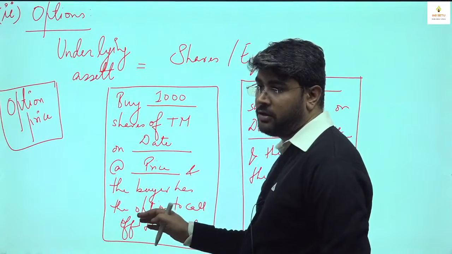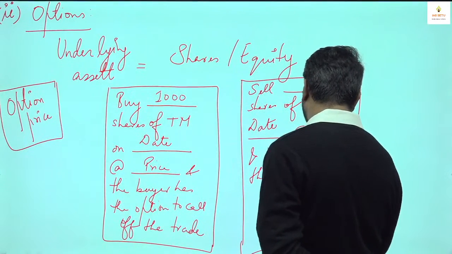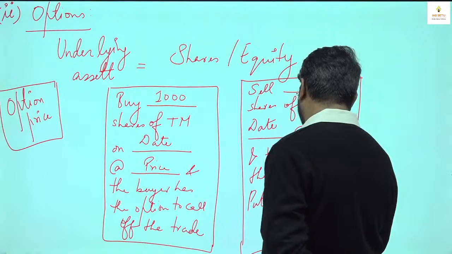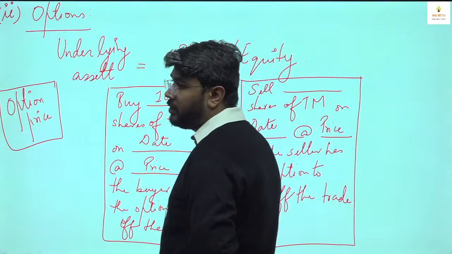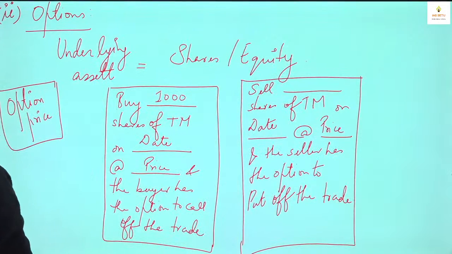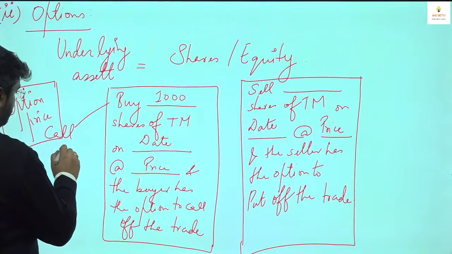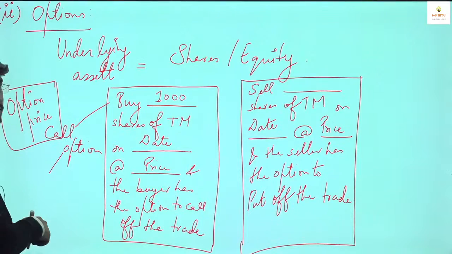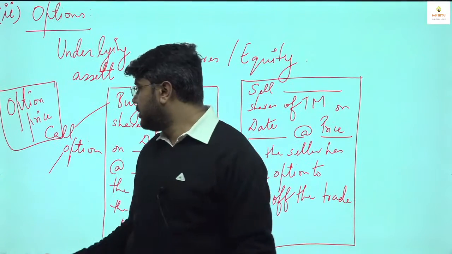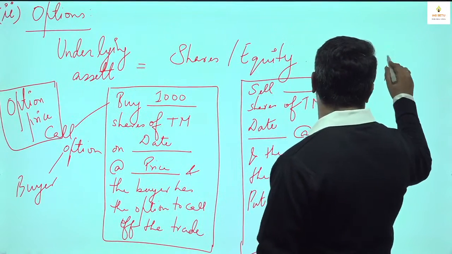Buyer ना call off करता है deal, seller क्या करता है? Seller basically puts off the deal, right? Has the option to put off the deal, put off the trade. So on that basis, this is called as call option, where option price has been borne by which entity? Buyer, right? So buyer needs to bear this option price, and this is my put option.